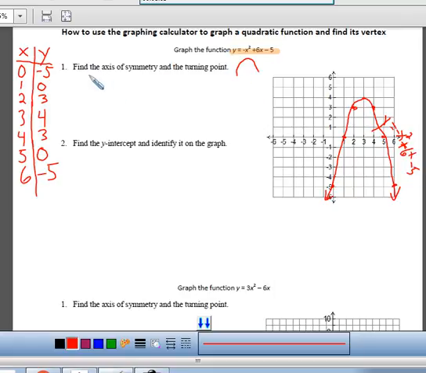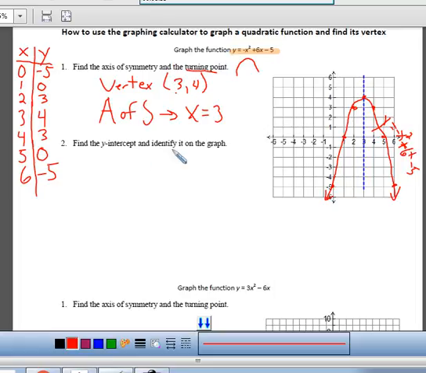Alright, so find the axis of symmetry. That's the line that is right here. It's going right through the vertex. Probably makes more sense to find the turning point or the vertex first, because once you find the vertex, which is the point (3, 4), your axis of symmetry is the line x equals 3, which you can get right from here.